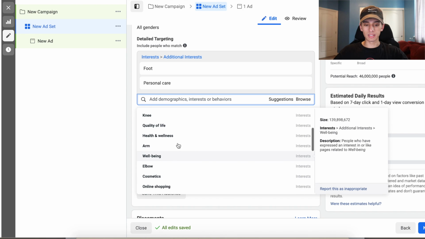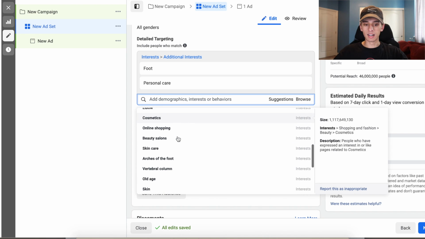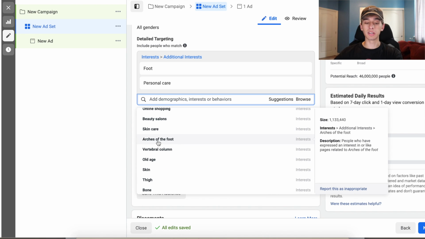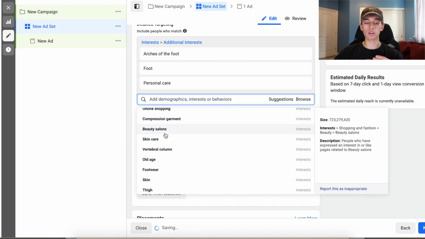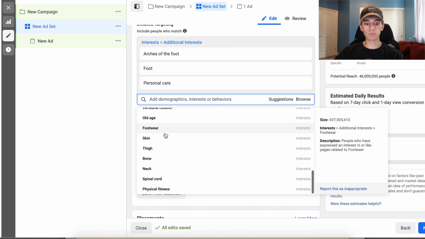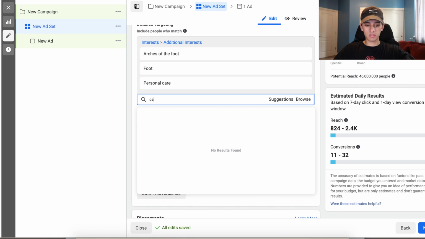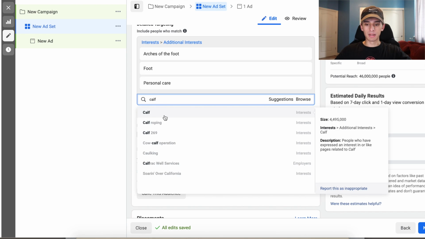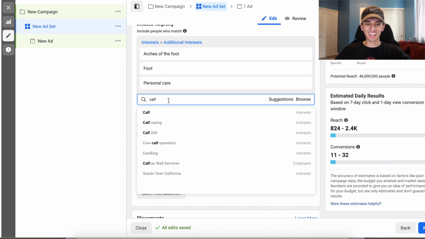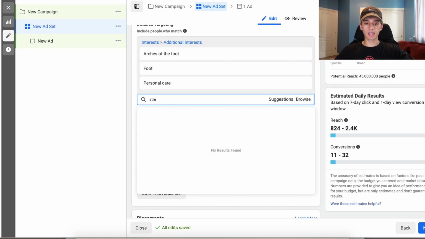But after I pick that one, then I'll pick another one, and I'll again click suggested. And then I can go through and see health and wellness. I can do arches of the foot. That's a really good one because people who may research arches of the foot may have issues with their feet. You can also type in something like calf or calves. We'll see about that. Calf. I'm not talking about the animal though, that's the issue. We can also type in stress and see what comes up.